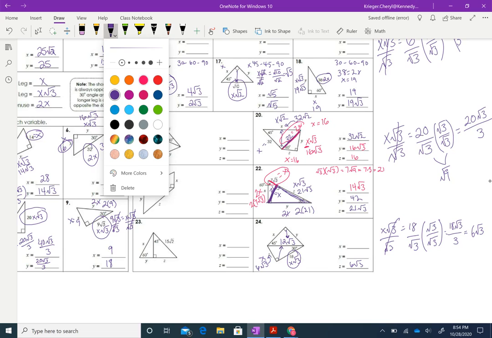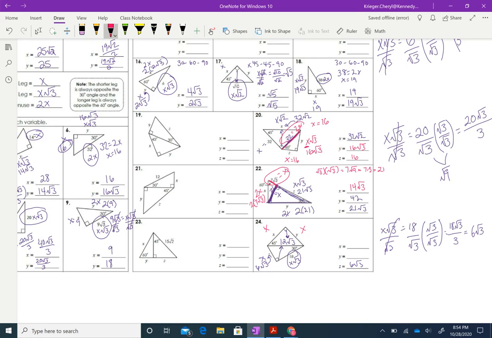So I'll change colors. I have my two legs, which are x, and my hypotenuse is x root 2. Can you see that? So what I'm doing here is 12 root 3 equals x root 2. Okay, and I'm trying to find my x. I need to get x by itself. So to get x by itself, I divide by the square root of 2.